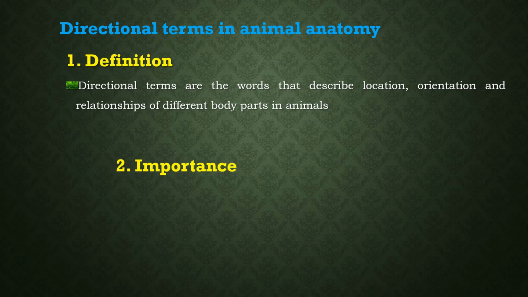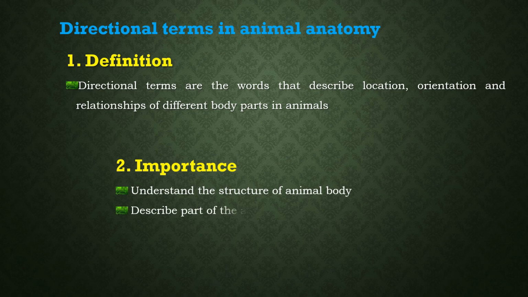The second point is importance. The importance of using directional terms in animal anatomy: 1. To understand the structure of an animal body. 2. Accurately describe the part of the body relative to other parts.